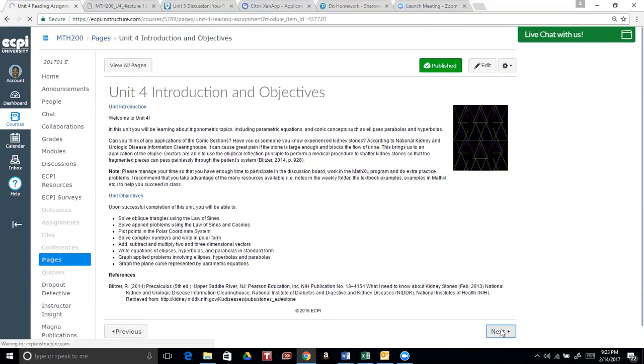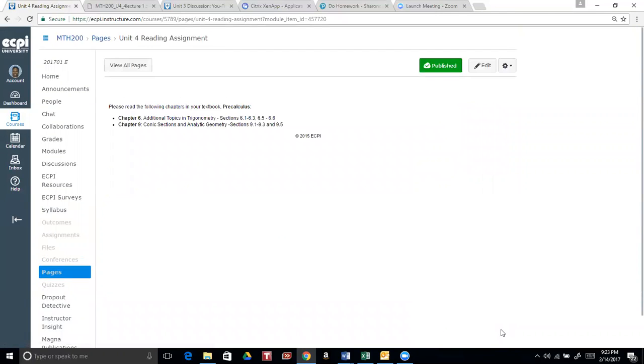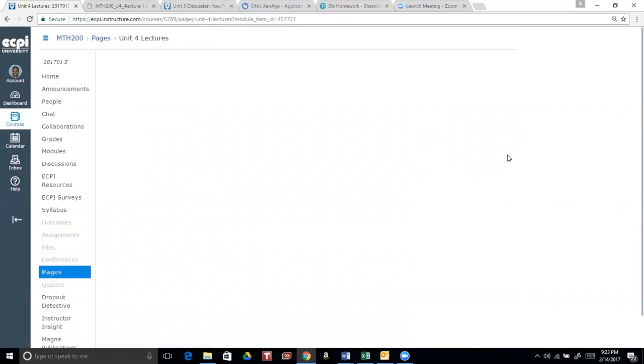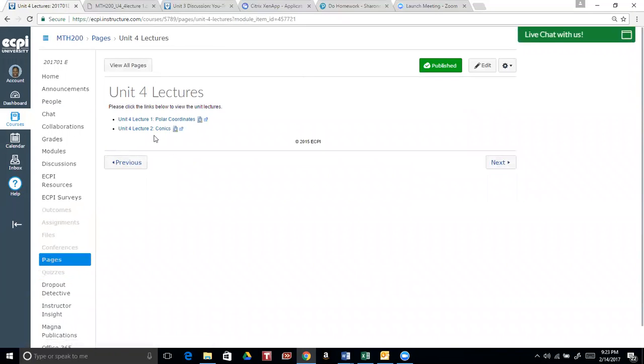If you go to the next screen, that's the reading assignment for you for chapter 6 and chapter 9, dealing with the trig in the conic sections. And then I have some lecture notes on both sections. We're going to start with, just glance at it, the trig portion.